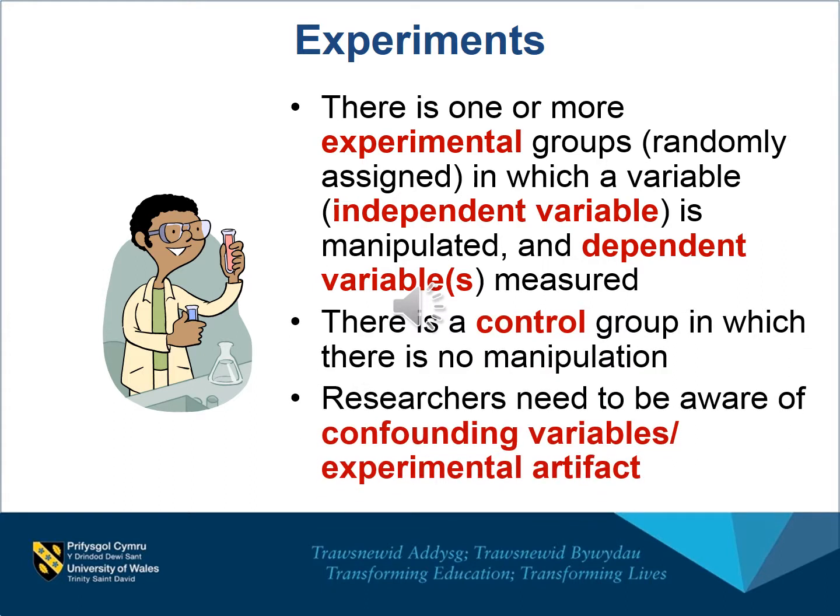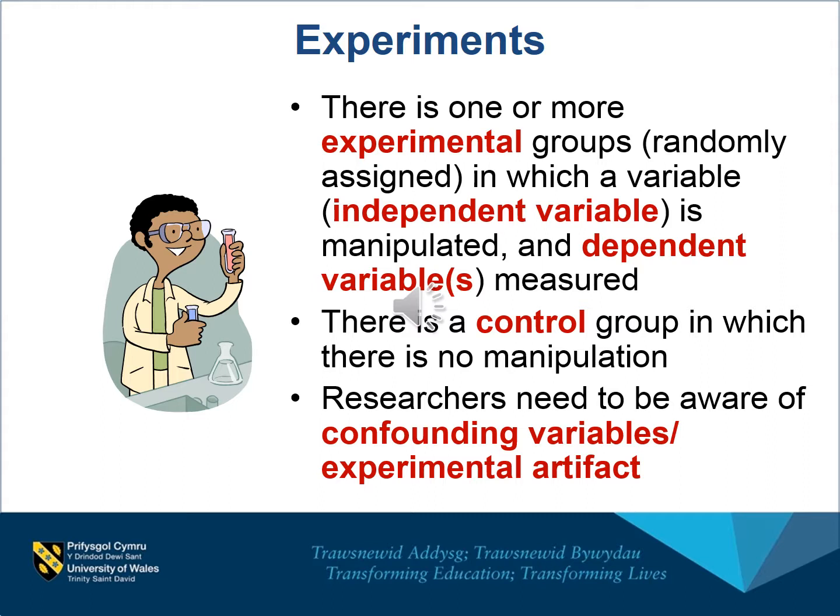A very important research method or research design, also we could say, within the quantitative area are experiments. And it may well be that you're not likely to undertake any experiments, but it's important to know about them. So in an experimental design, there is one or more experimental groups, usually randomly assigned, in which one variable is manipulated and another variable, or possibly more than one variable, is measured.